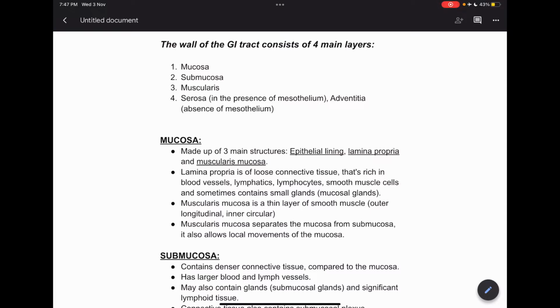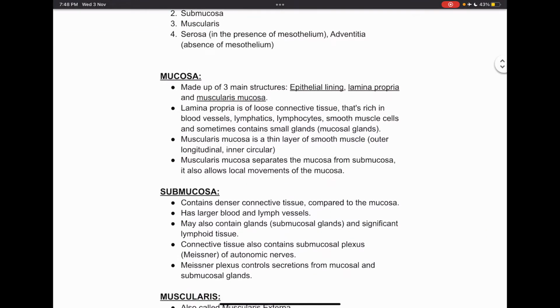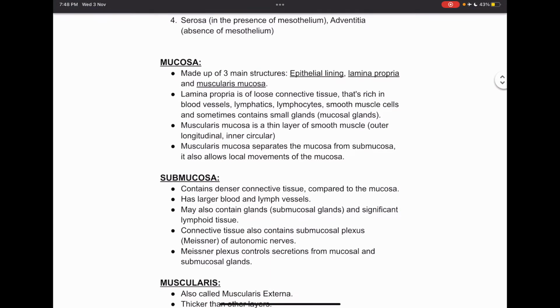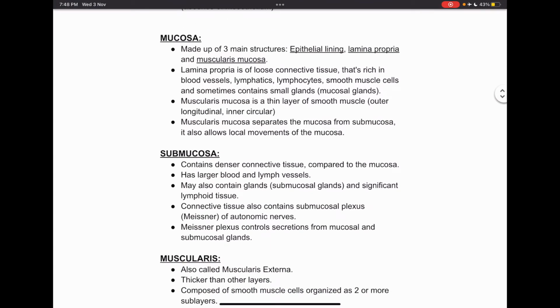بس قبل ما نبلش خلينا نعمل a quick recap على the wall of the GI tract, which consists of the four main layers اللي هما الميكوزا, submucosa, muscularis and the serosa. So the mucosa is made up of three main structures اللي هما epithelial lining, lamina propria and the muscularis mucosa.